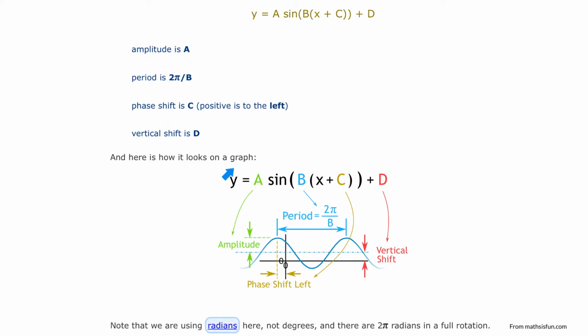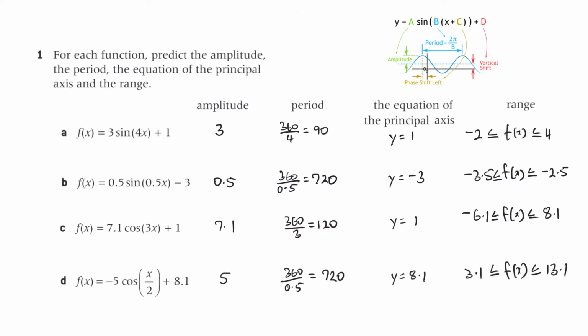And here is how it looks on a graph, so refer back to this during this video. Note that we are using radians here, not degrees, and there are 2 pi radians in a full rotation. So that would be basically 360 on B there. I think I got this from mathsisfun.com. Thank you.